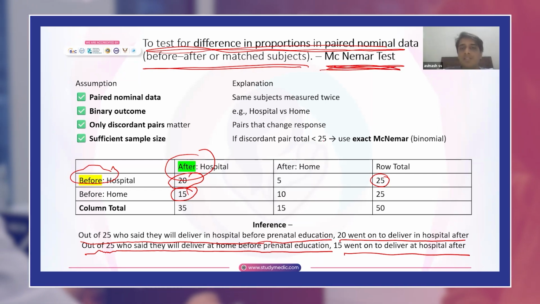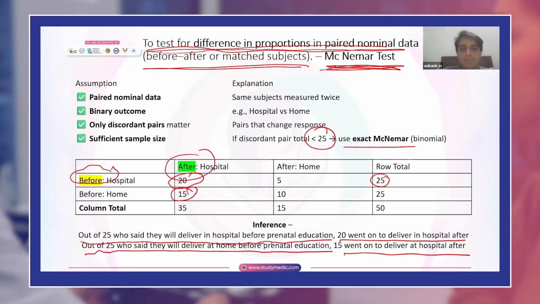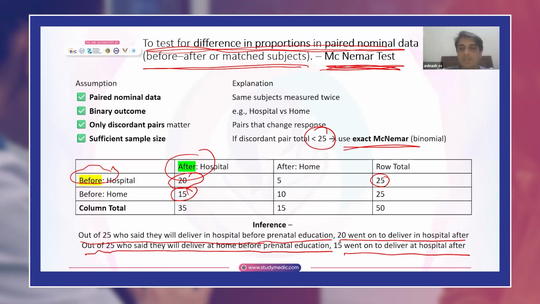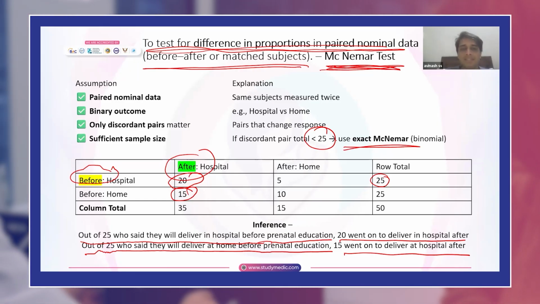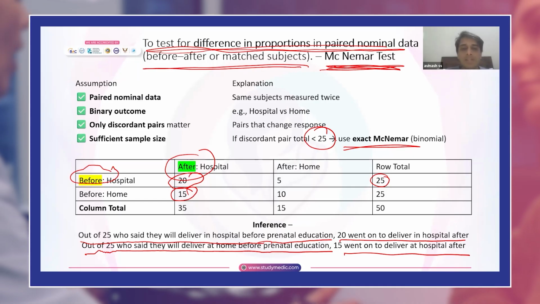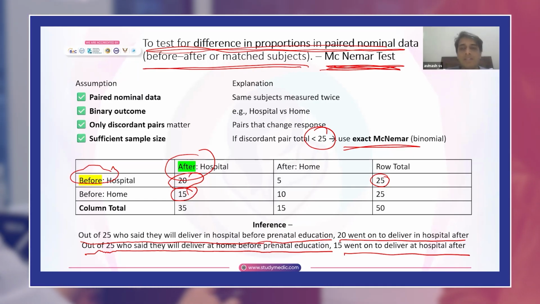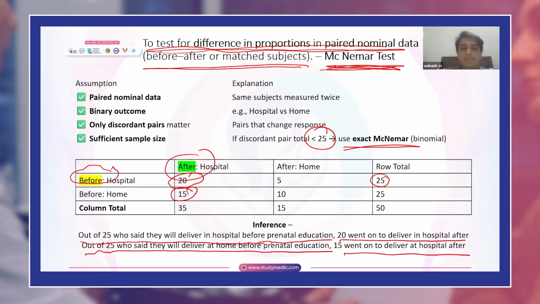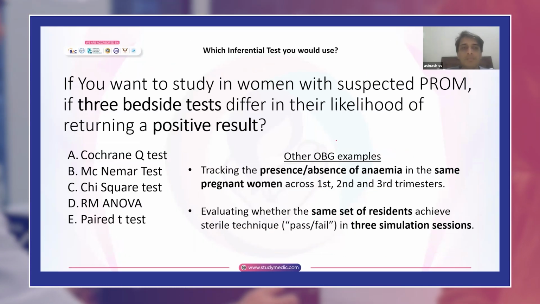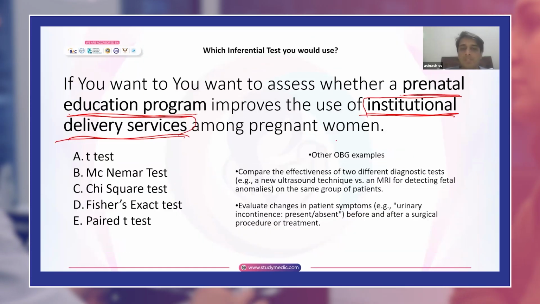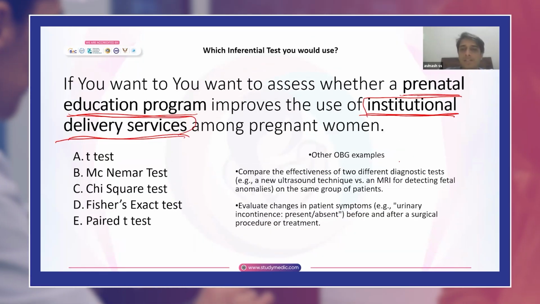And if the sample size is less than 25, the alternative test is the exact McNemar test. Okay, the paired t-test is for a continuous variable, whereas the McNemar test is the same criteria, but it is used for a categorical variable. Now, these are other examples of usage of the McNemar test.